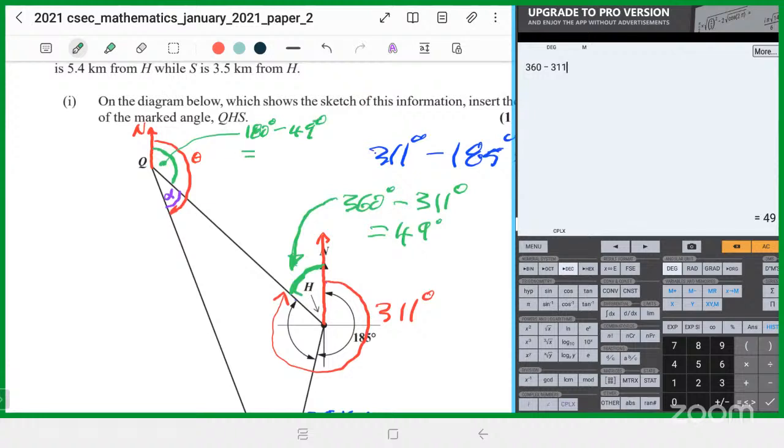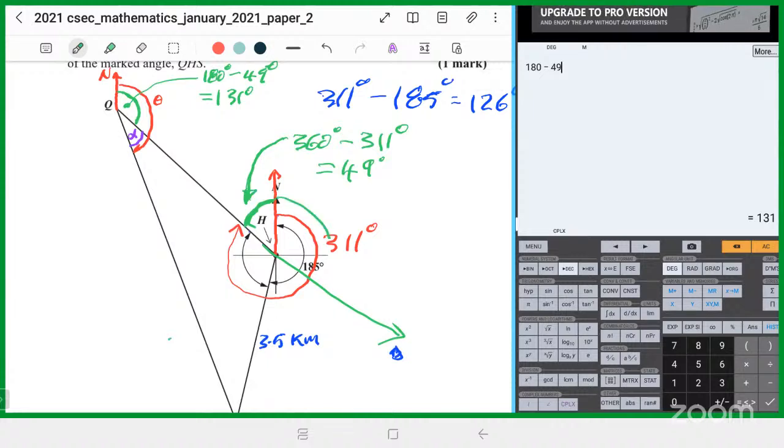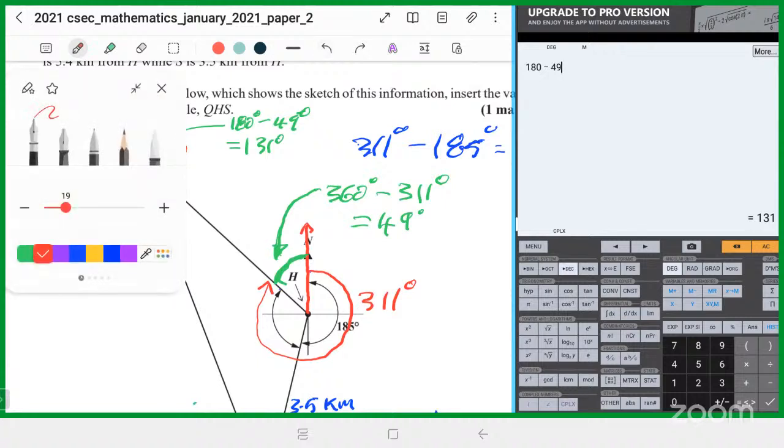Work that out. 180 minus 49, we get 131. This is the same 131 that we found down here a while ago. We got this bearing, right? The bearing of that direction, same 131. But we really want the bearing of this line down here, so we really want the bearing of this direction.